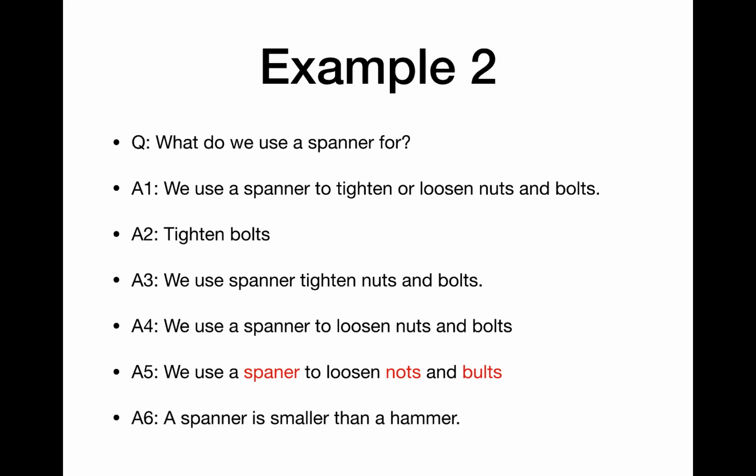Answer number 6, a spanner is smaller than a hammer. While this is a complete sentence, the grammar is correct, the vocabulary is correct, the mechanics are correct, it unfortunately does not address the prompt, so this response would earn 0 points.